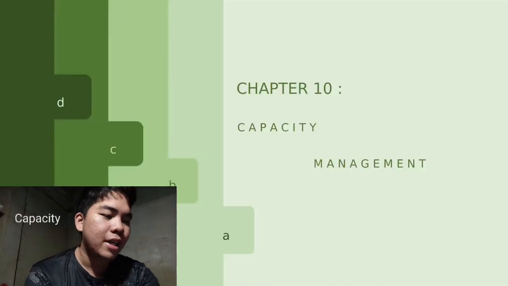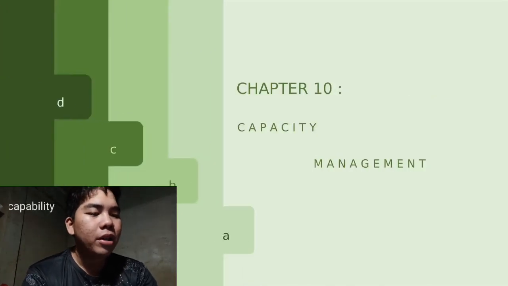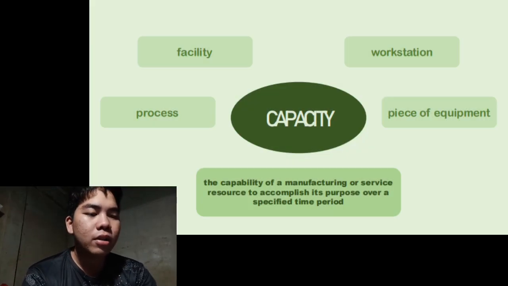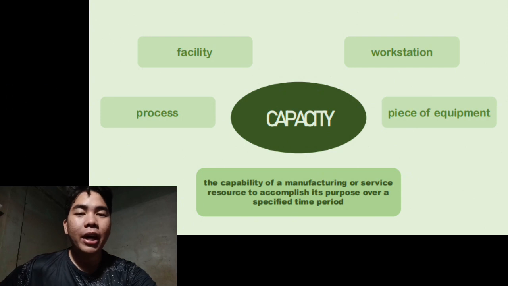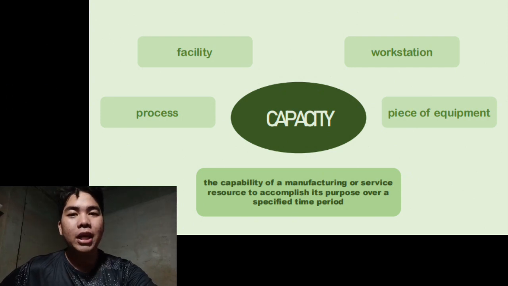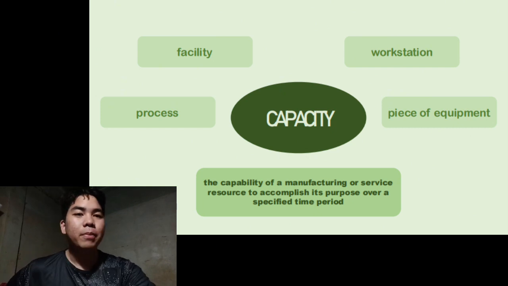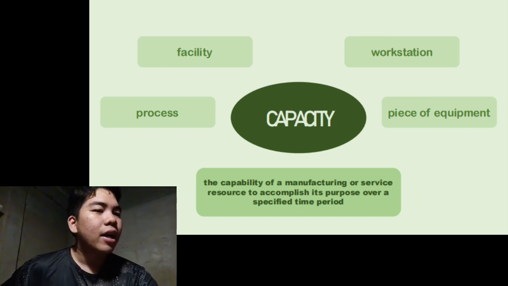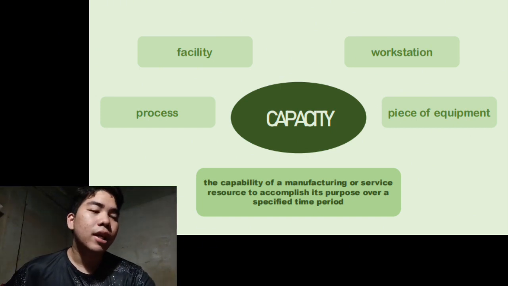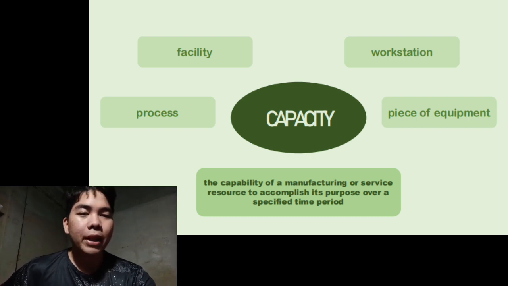What exactly is capacity? The capacity is a capability of a manufacturing or service resource to accomplish its purpose over a specific time or period. So, ang capacity daw ay kakayahan na gumawa ng trabaho na naaayon sa oras or binigay na oras. Example, how many pies can be made and baked in a given day using the existing equipment and staff.